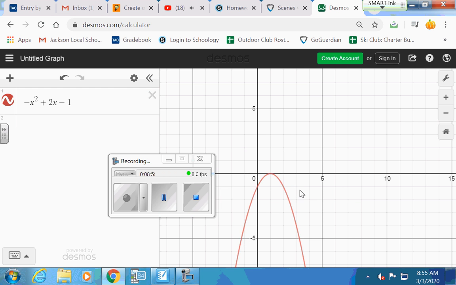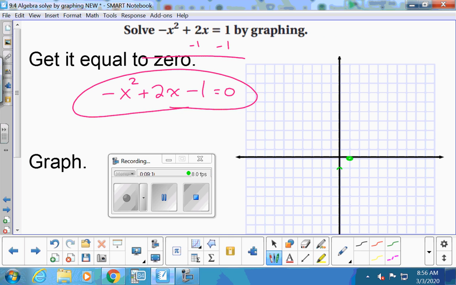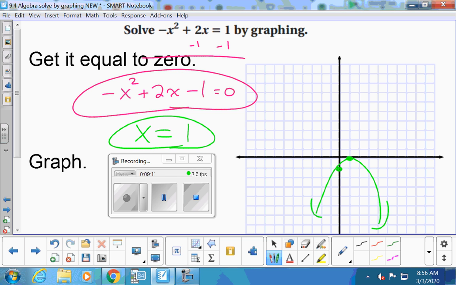Okay. Oh, I lost it. Hover click. Hover click. 1, 0, and 0, -1. And it looks like this. So how many solutions are there? There's only one solution. X equals 1 is our only solution.